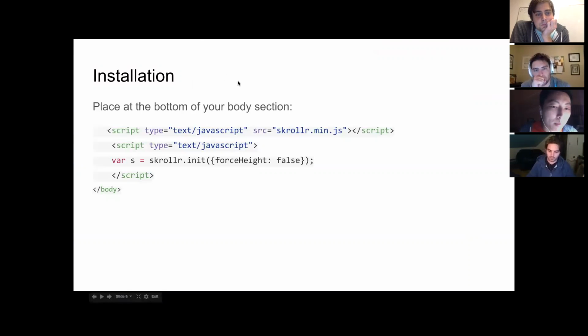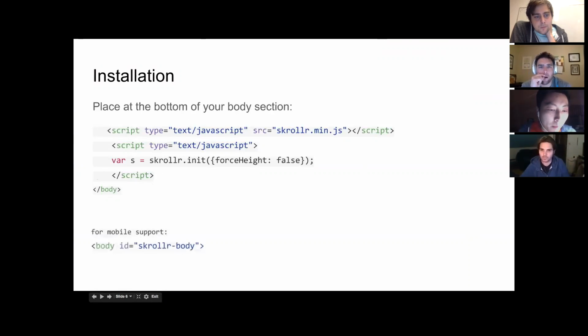So how do you install it? It's pretty simple. You just put this part of the script near the end of your body section. And for mobile support, you're going to want to add Scroller body to the body ID. The reason for that is that parallax scrolling doesn't really work very well on mobile. It's not very supported. So what they've done is create pseudo scrolling, where as you're moving the main element, it just scrolls it. It simulates scrolling, so it's kind of a hacky solution. You can read more into it if you want to support it on mobile.